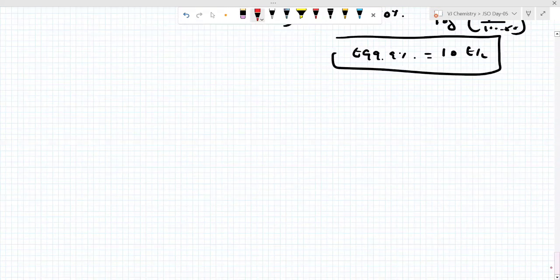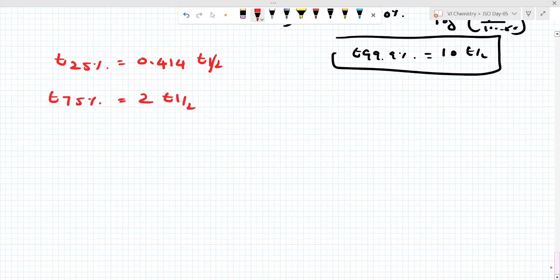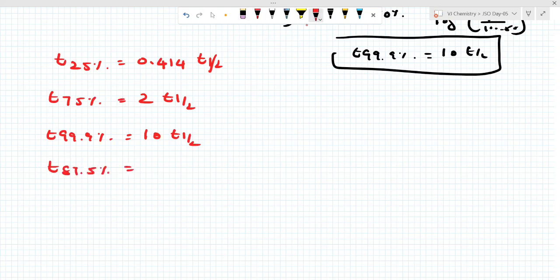Okay, please don't. But T 20% equal to 0.414 times T half. T 75% equal to 2 times T half. T 99.9% equal to 10 times T half. T 87.5% equal to 3 times T half. This relation they will ask.